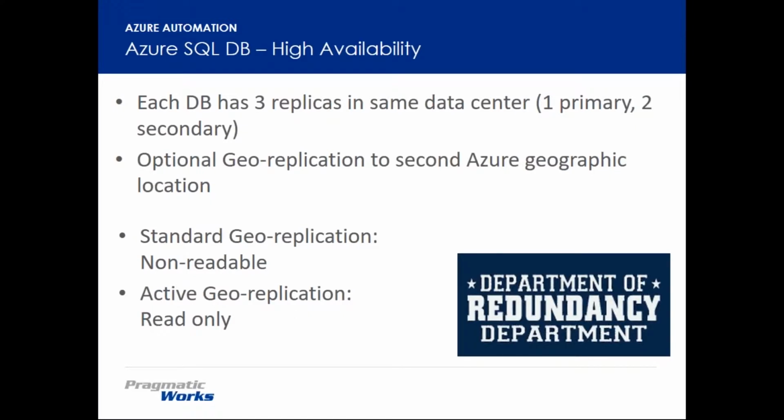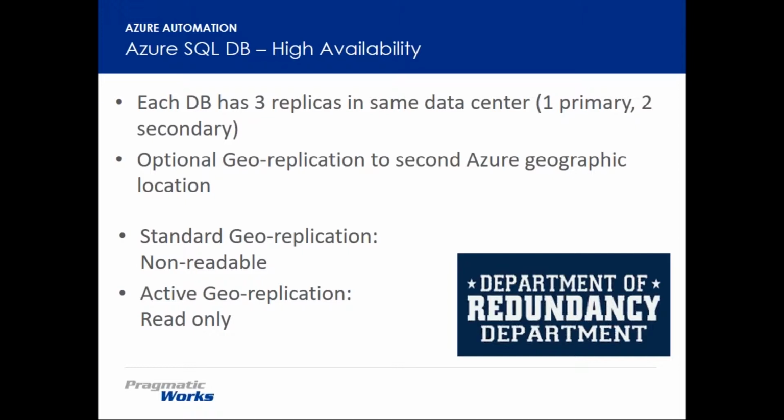So as far as the high availability and the old mirroring, it's important to understand that when you provision an Azure SQL database, it automatically creates 3 replicas of your database in the Azure Data Center. So you have 1 primary and 2 secondary replicas, and when you write transactions to the primary, they ultimately get replicated over to the 2 secondaries.